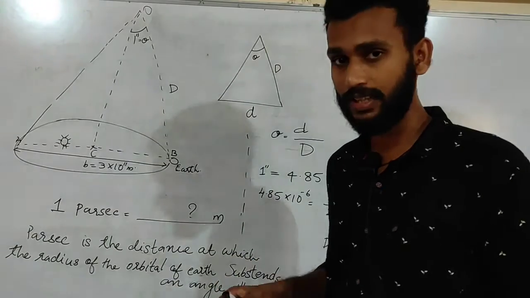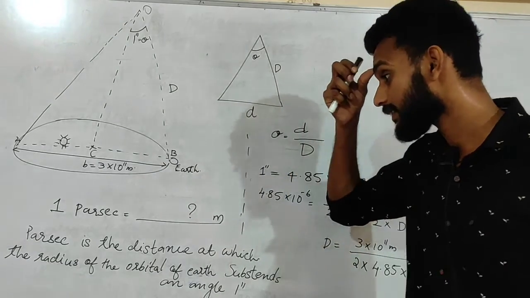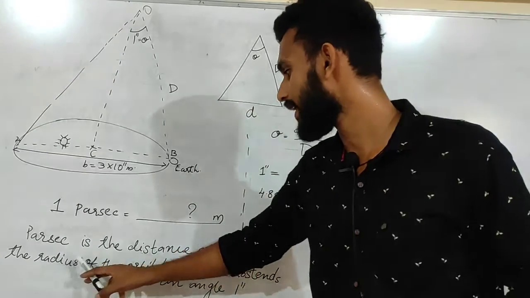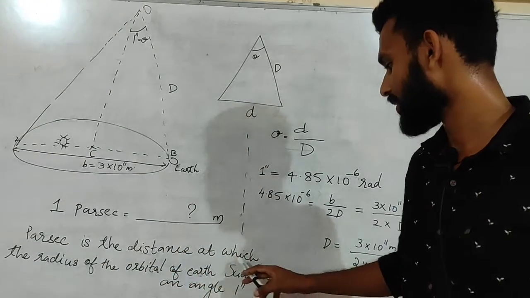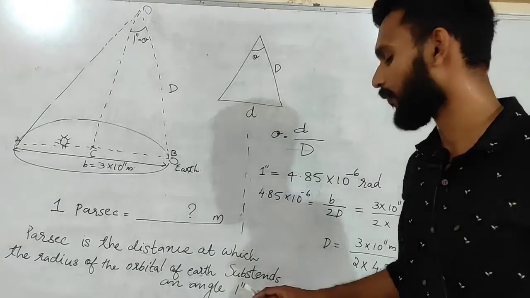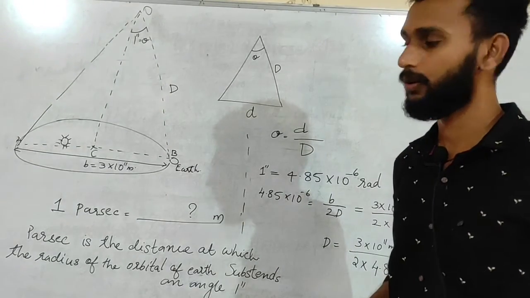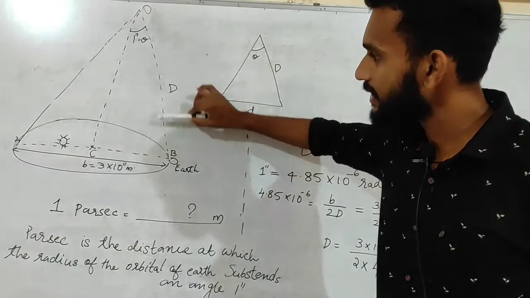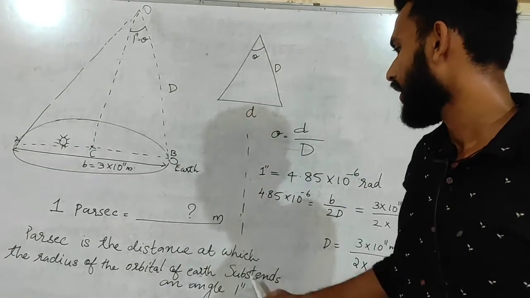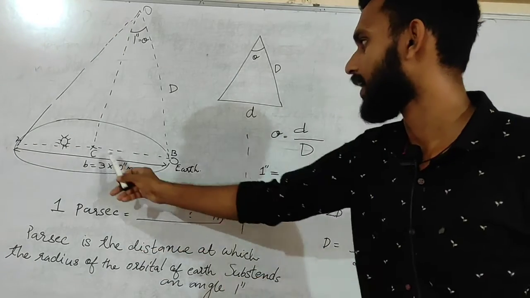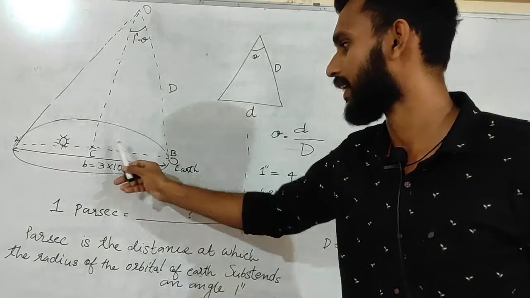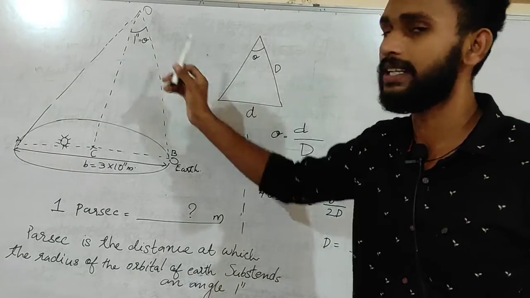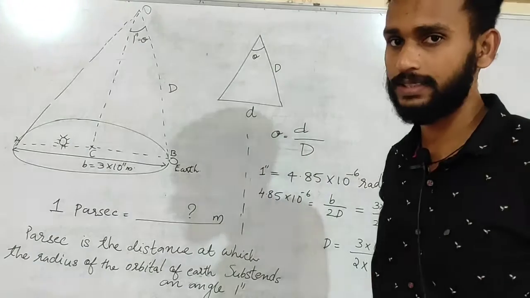In other words, in an easier way, we can define the parsec as the distance at which the radius of the orbit of Earth subtends an angle of 1 second. So, parsec is the distance at which the radius of the orbit subtends an angle of 1 second. That distance is 1 parsec.